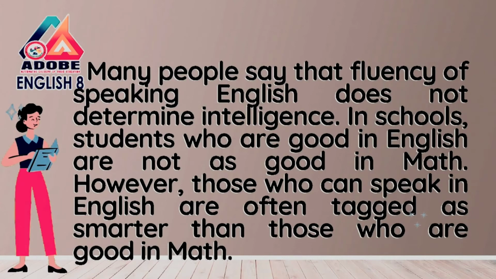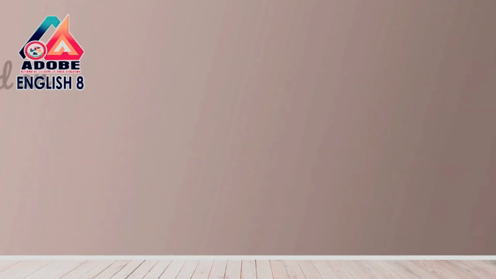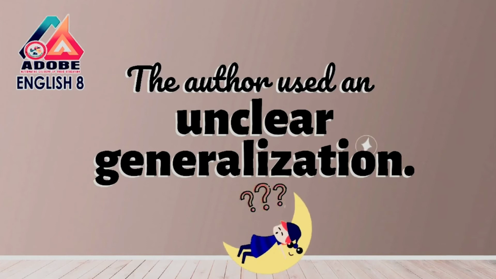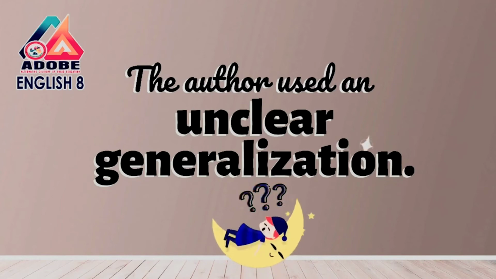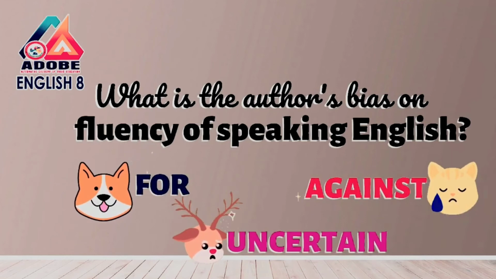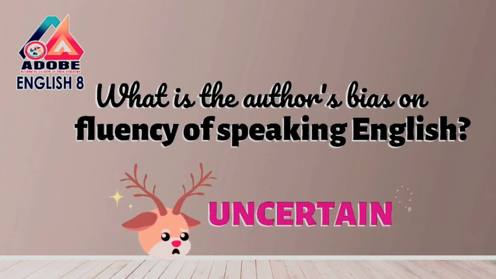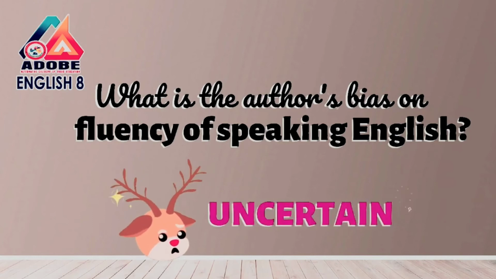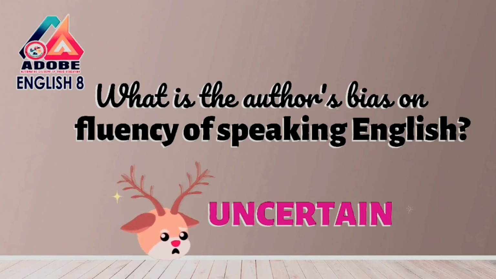Do you have difficulty getting the main idea of the text? Very good. The author used unclear language and a vague generalization. Thus, it is biased. What is the author's bias on fluency of speaking English? Is it for or against? The correct answer is uncertain. Because the author used an unclear generalization, it is not clear what is his or her stand on the issue.